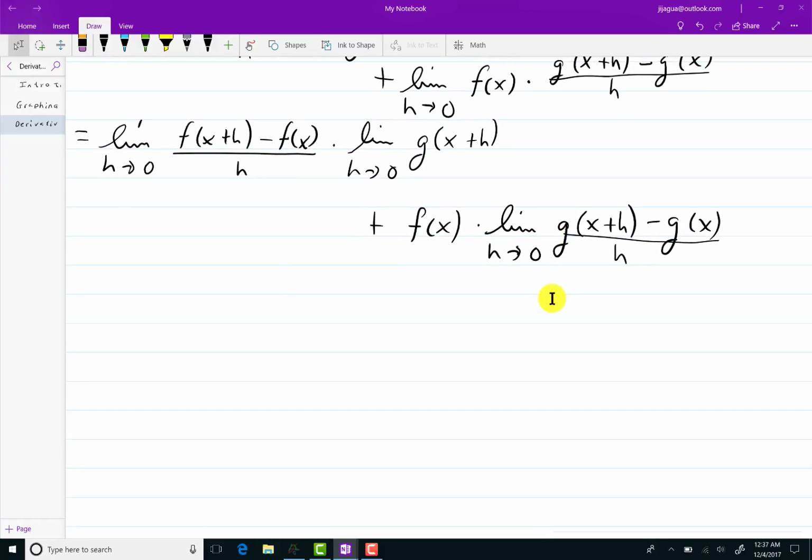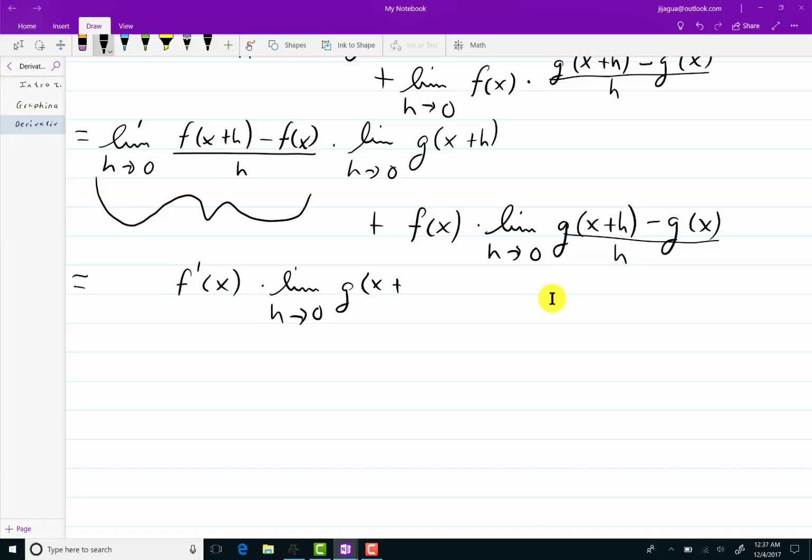And let's go ahead and put in the limits that we know. If we're assuming that both f of x and g of x are differentiable, it means I can take their derivatives, then this part right here is simply f prime of x. Now I still have to deal with the limit as h goes to 0, g of x plus h. Then I have plus f of x. And this part here is g prime of x.